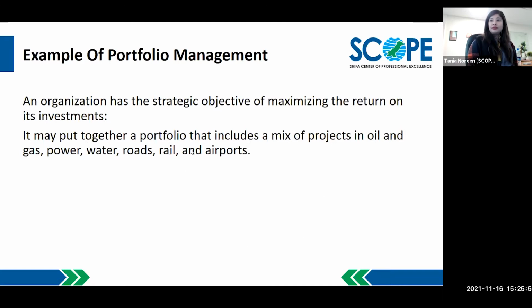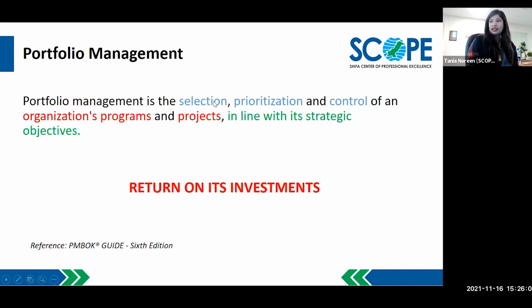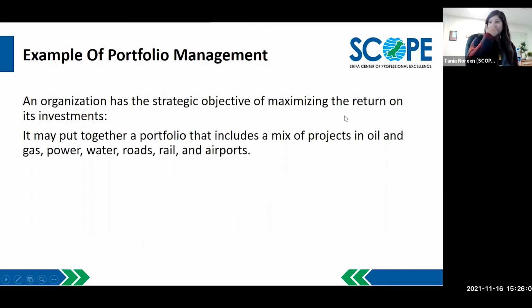But here, if we go back to our definition, selection, prioritization, and control. Here we will be selecting which project to start first, then prioritizing and categorizing all these projects, and then controlling these projects. But here the main thing is the strategic objective, which is to maximize the return on investment.